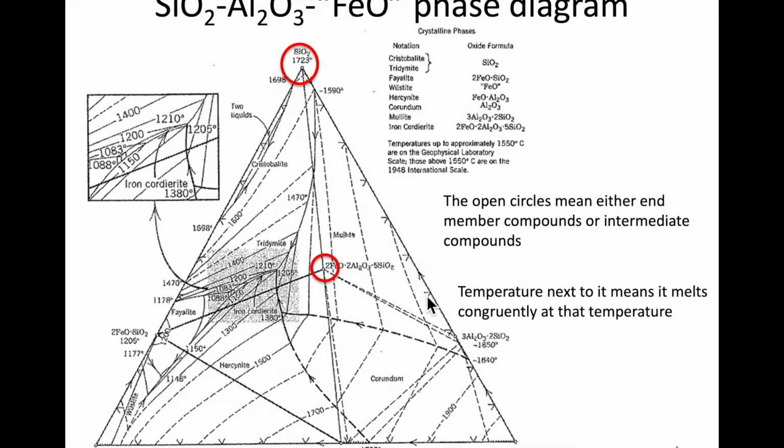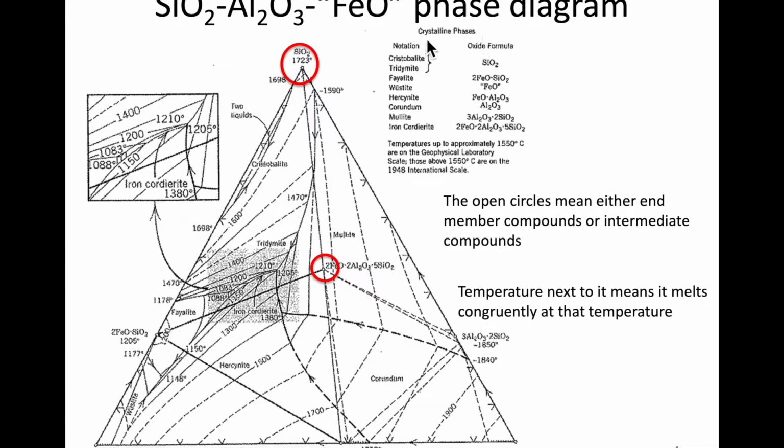We also should realize that there are still the temperature contours that we can see: 1900, 1800, 1700 degrees. Again, that describes the liquidus temperature, and it describes the liquidus surface as a function of temperature, just like the topographic map that I compared to in the last lecture.